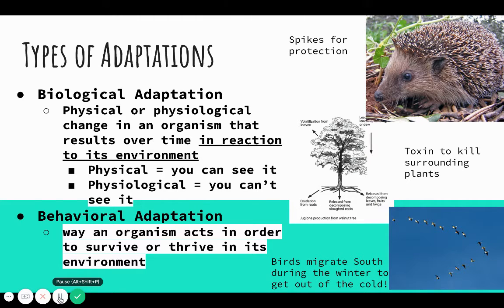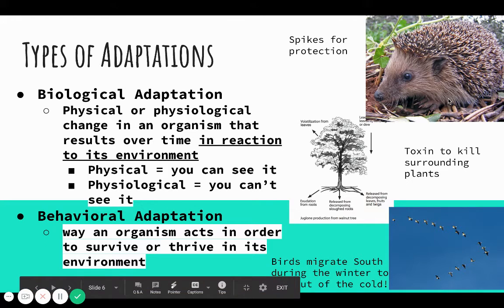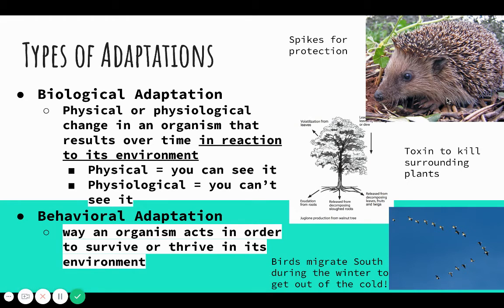A physical adaptation is an adaptation that you can see. For example, this hedgehog has spiky quills to protect him. I have no idea if they're spicy. I have never eaten a hedgehog quill. But this is a physical adaptation.